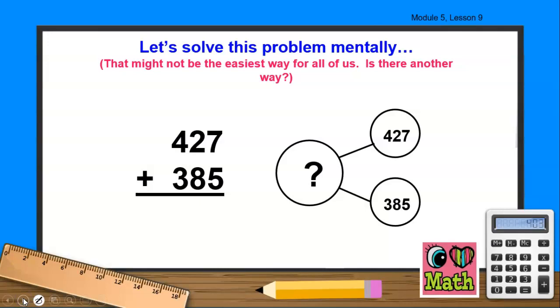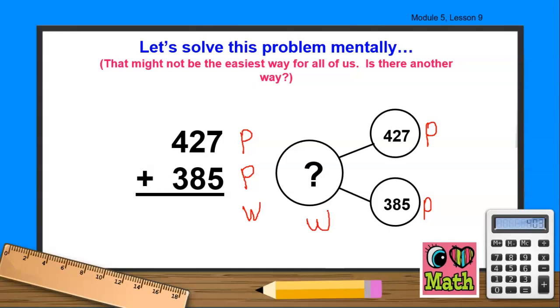Okay, boys and girls, let's solve this problem. Let's solve it mentally. Where do we begin, boys and girls? If I have to solve this problem vertically, remember, this is a part, this is a part, and I'm trying to find the whole, which is the big number. Same thing. This is the part, this is the part, and this is the whole. Where do we begin?